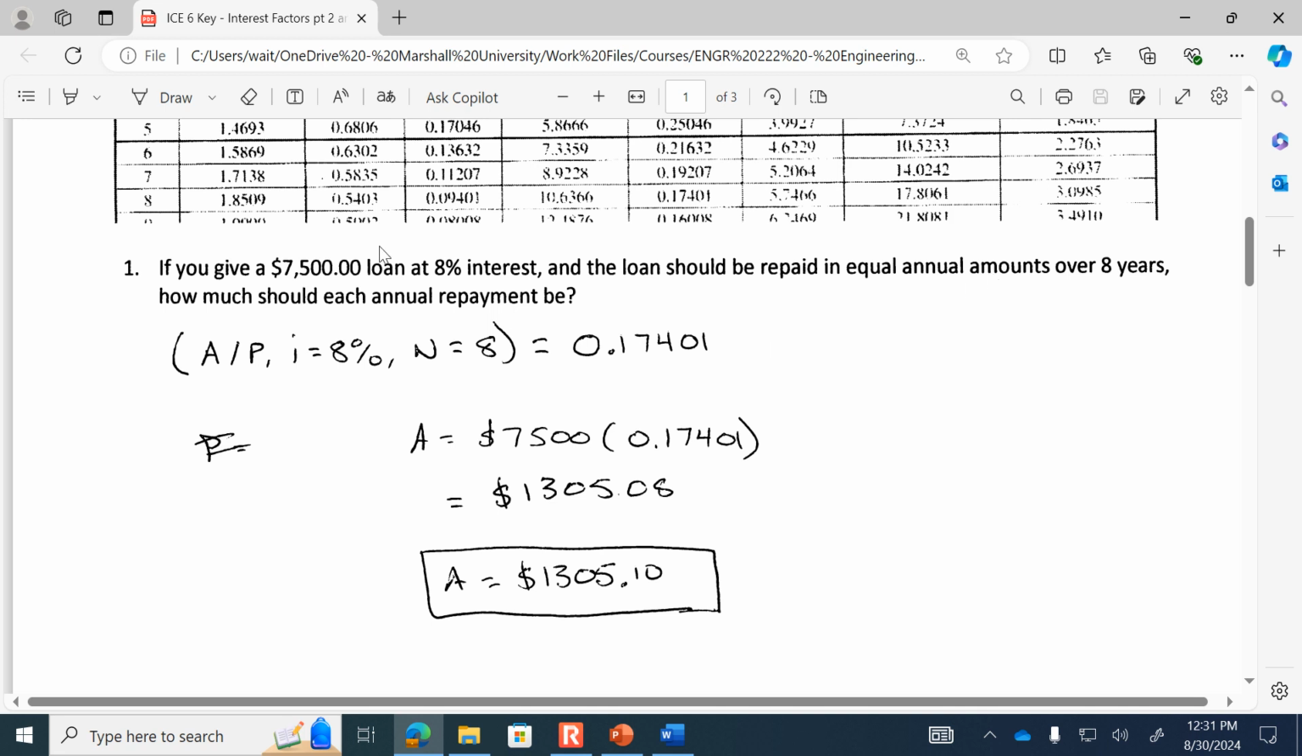So P is given. The problem doesn't say when you gave the $7,500 loan, but since there's no other transaction specified, that's the first one. We'll consider that to be the present, the now, time 0, when everything else is based from. So P is 7,500, I is 8%, and N is 8. And it's annual repayments. I just summarized the problem in terms of what's in the parentheses there: find A given P, I equals 8%, N equals 8.